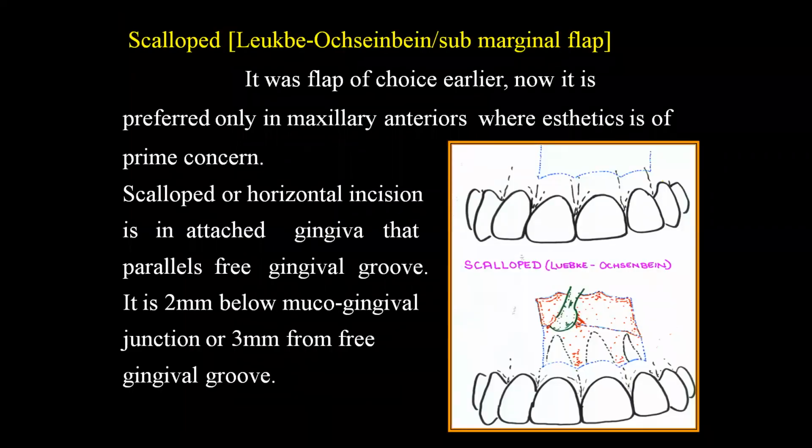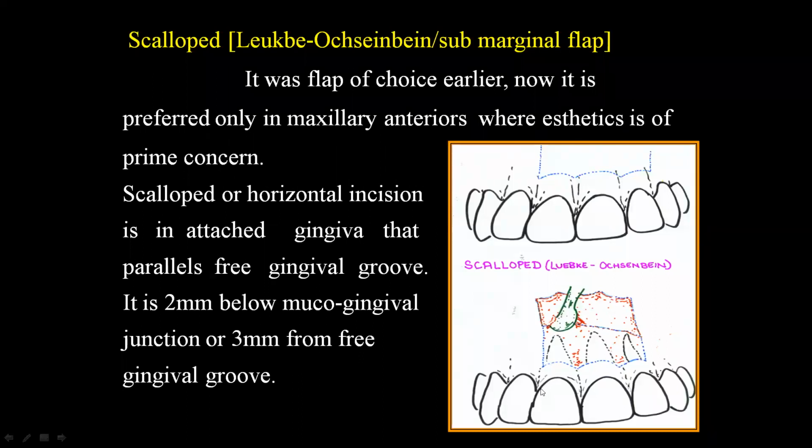And sometimes they'll ask about the scalloped, Luebke-Ochsenbein flap or submarginal flap. By this time, all of you know, where is our work area? Suppose in this case, where is our work area? Where is the diseased tissue? Is it audible? Hello? Where is our diseased area? It is in the apex.